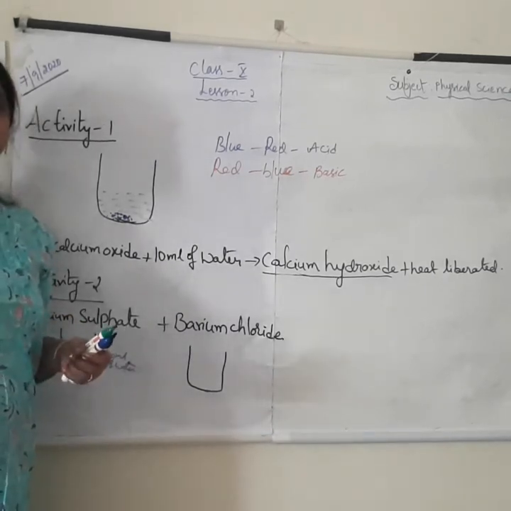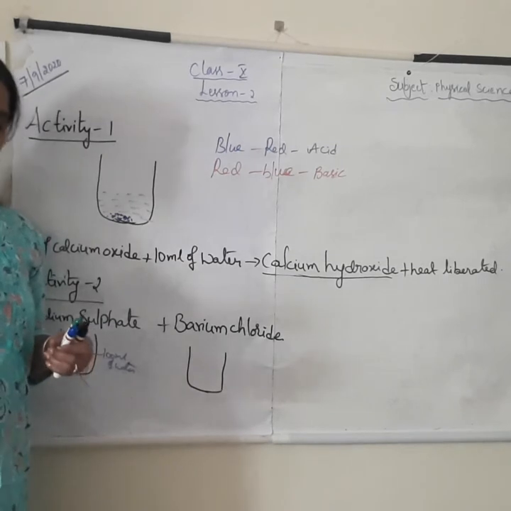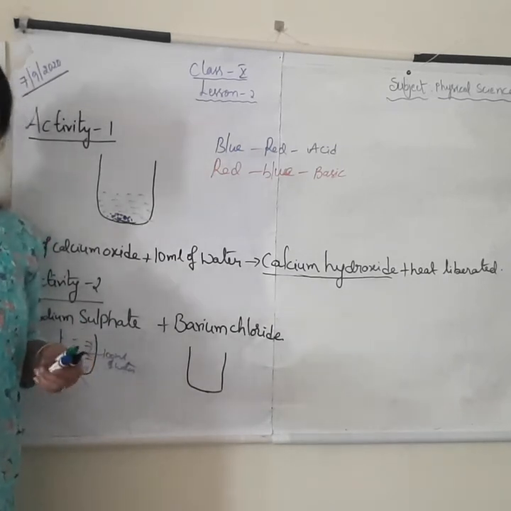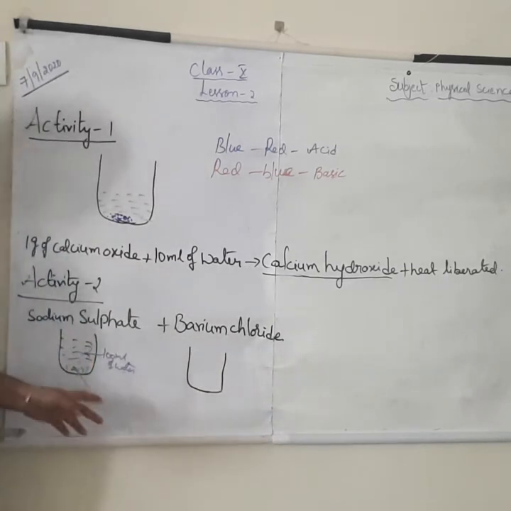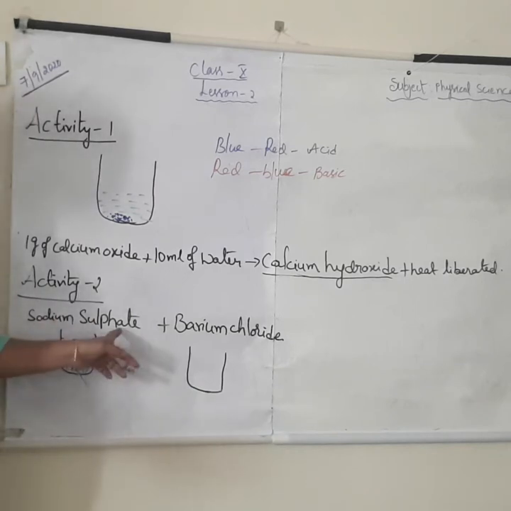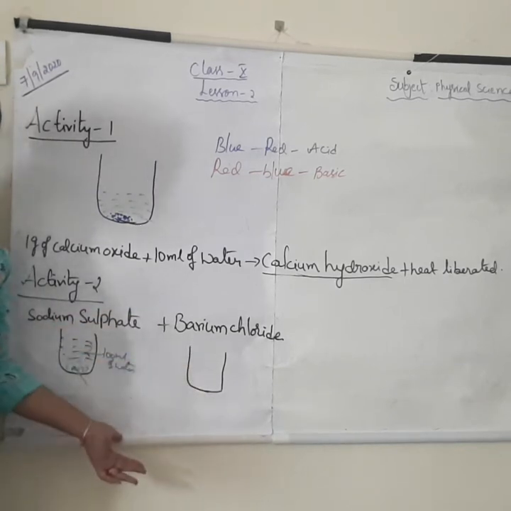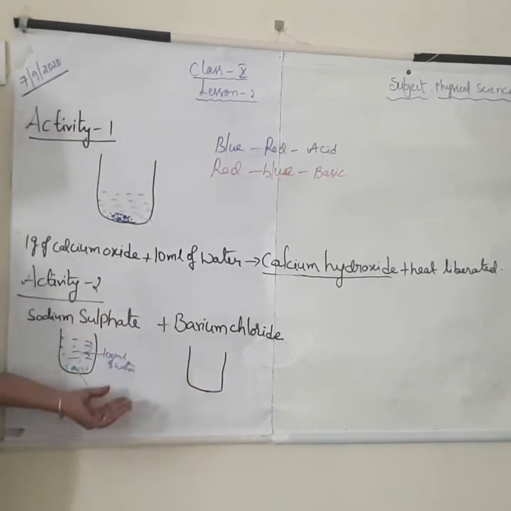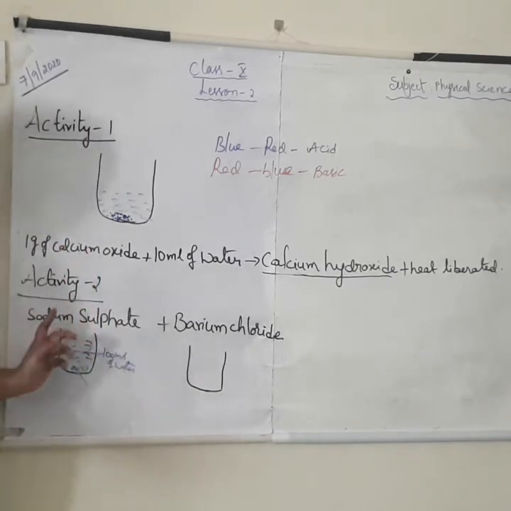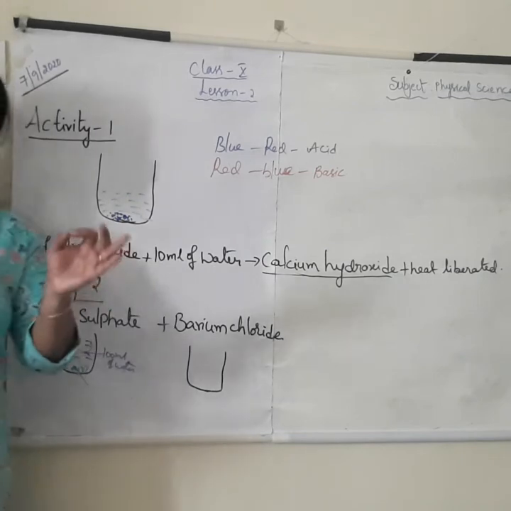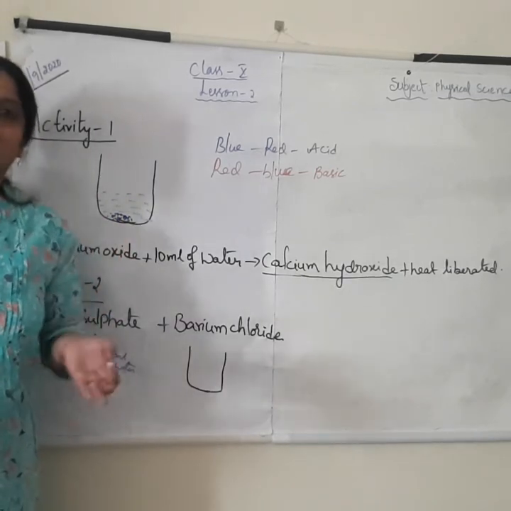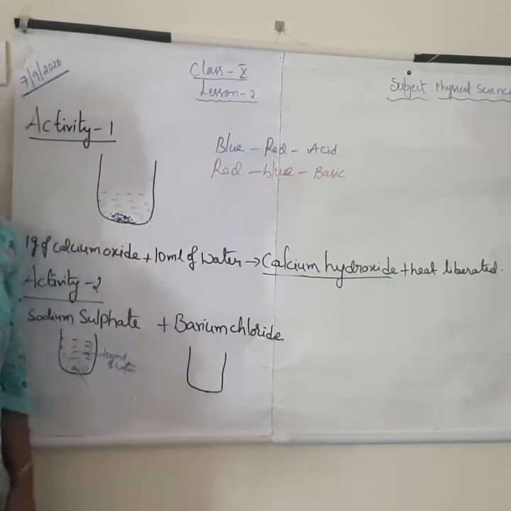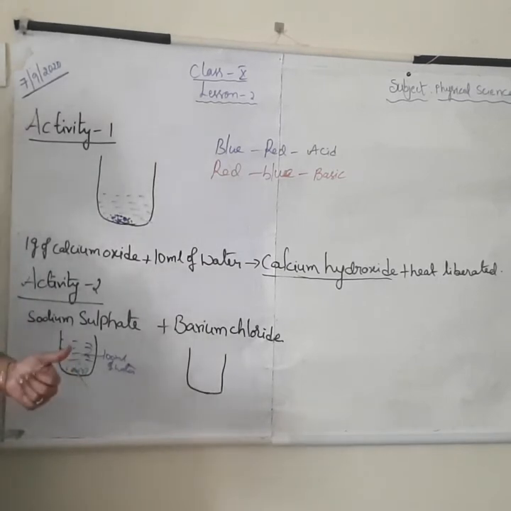What is a solution? When you add solute and solvent, you will get the solution. So here the solute is the sodium sulfate and the solvent is the water. So you will get the solution. Now you have first prepared the sodium sulfate solution. When the solvent is water, we call it an aqueous solution.